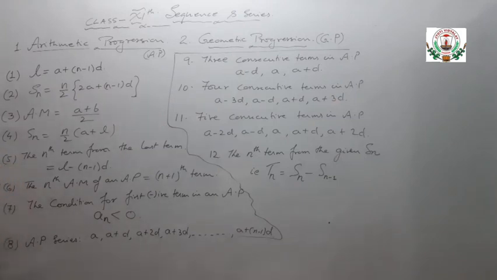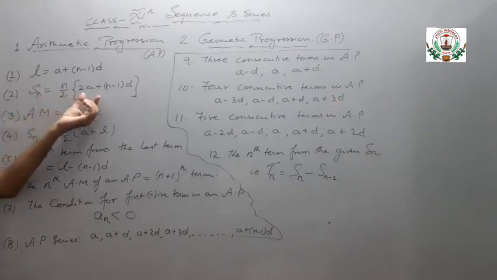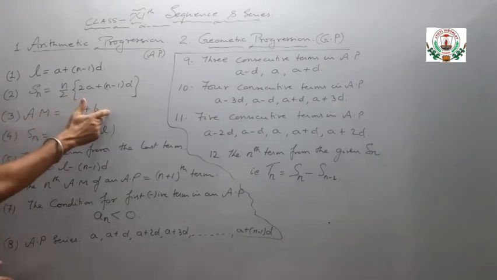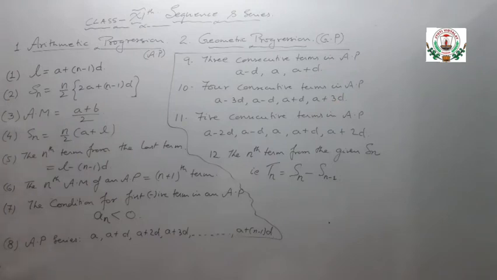L equals A plus (n minus 1) into D for calculation of the nth term of the AP series. If you want to calculate the sum of n terms of the given AP series, we will apply the formula Sn equals n by 2 into (2A plus (n minus 1) into D). For the arithmetic mean of two numbers, if three numbers are in AP, then the middle one equals the first number plus the third number divided by 2, that is, AM equals (a plus b) by 2. If we know the last term of the series and want to calculate the sum, we can apply the formula Sn equals n by 2 into (A plus L).